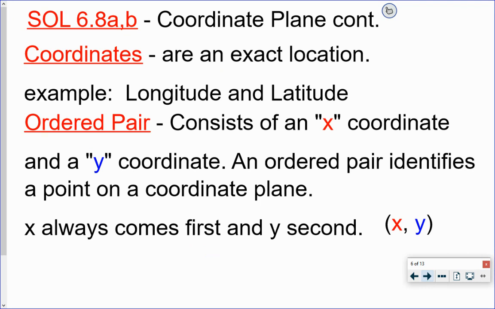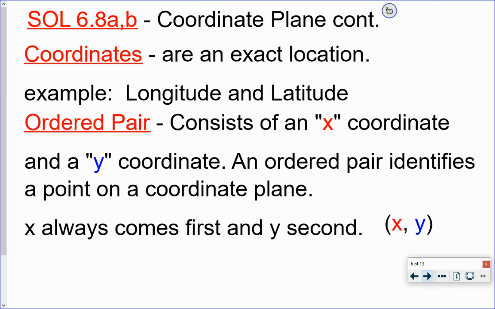Okay, the coordinate plane consists of coordinates. Now, what are coordinates? Coordinates are an exact location. An example of that we use every day in life is longitude and latitude. Longitude and latitude is an exact location on the Earth. Okay, but this is not that. This is on a flat two-dimensional sheet of paper, or screen in this case. And an ordered pair is how we're going to list a location.